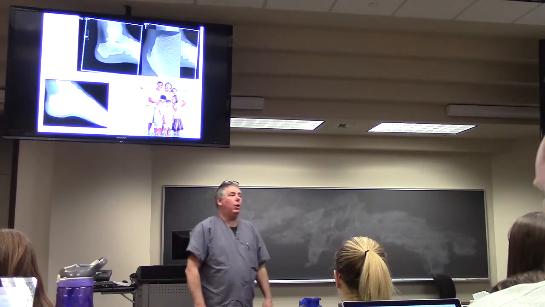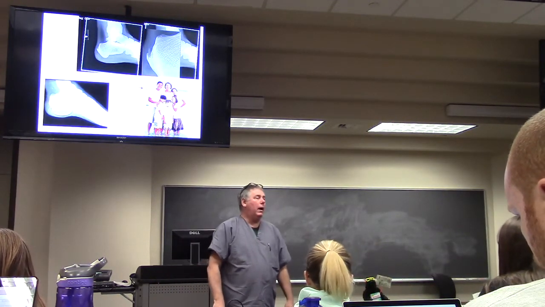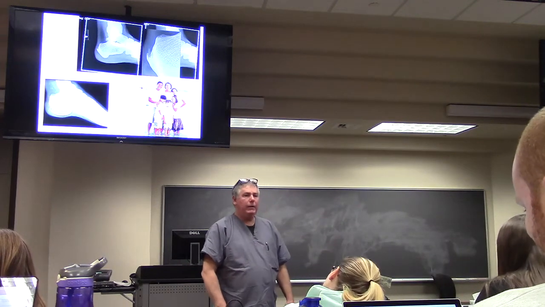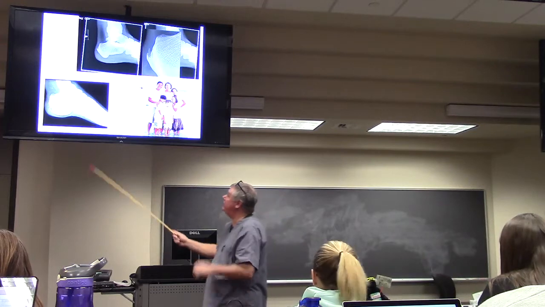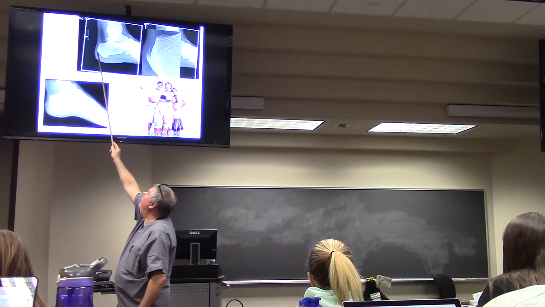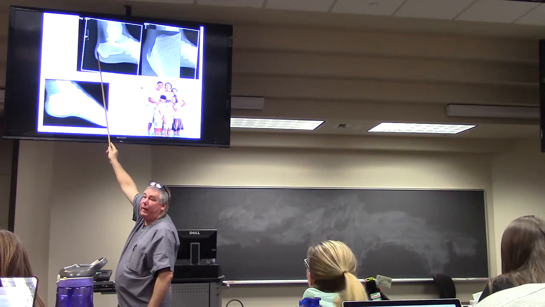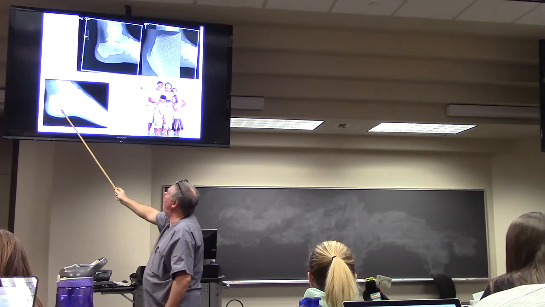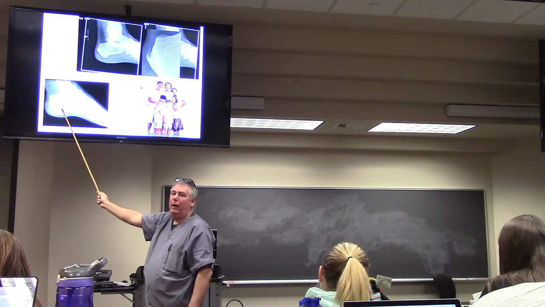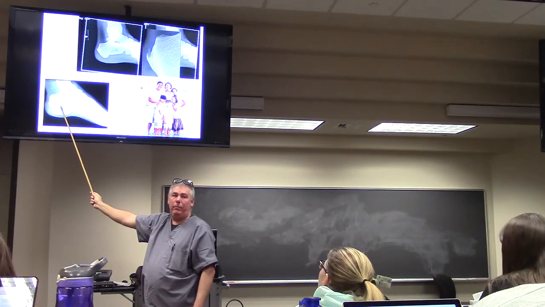Heel spurs are, when you use a tendon excessively, it usually calcifies, and you'll wind up with a little heel spur right there going up into the Achilles tendon. Here's a heel spur right there going into the plantar fascia, plantar muscles.